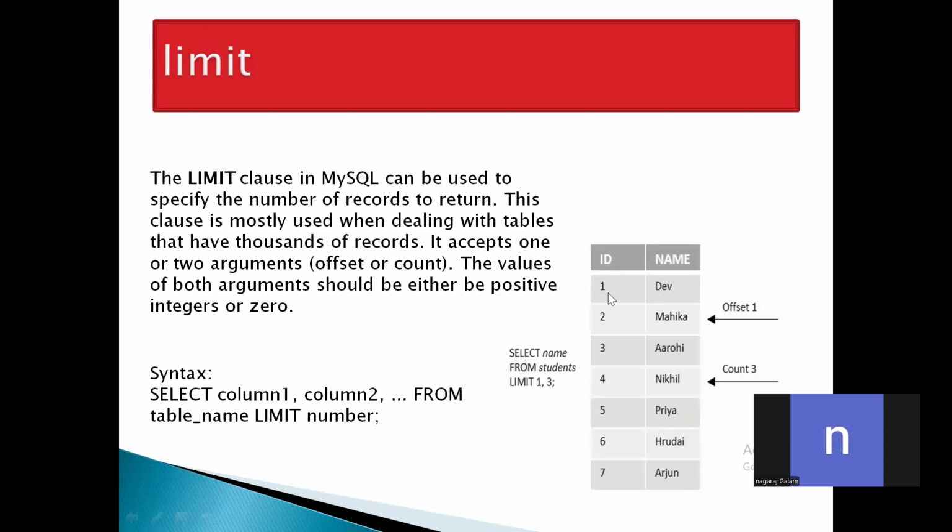Then the limit clause. There is a huge database available here. I want only a few rows, I need the first 4, that is 1 2 3 4, as the output. At that time we use limit. If I want to ignore some, like I don't want Dev and Nikhil, we write limit 1 comma 3. So we write: select name from students limit 1 comma 3.